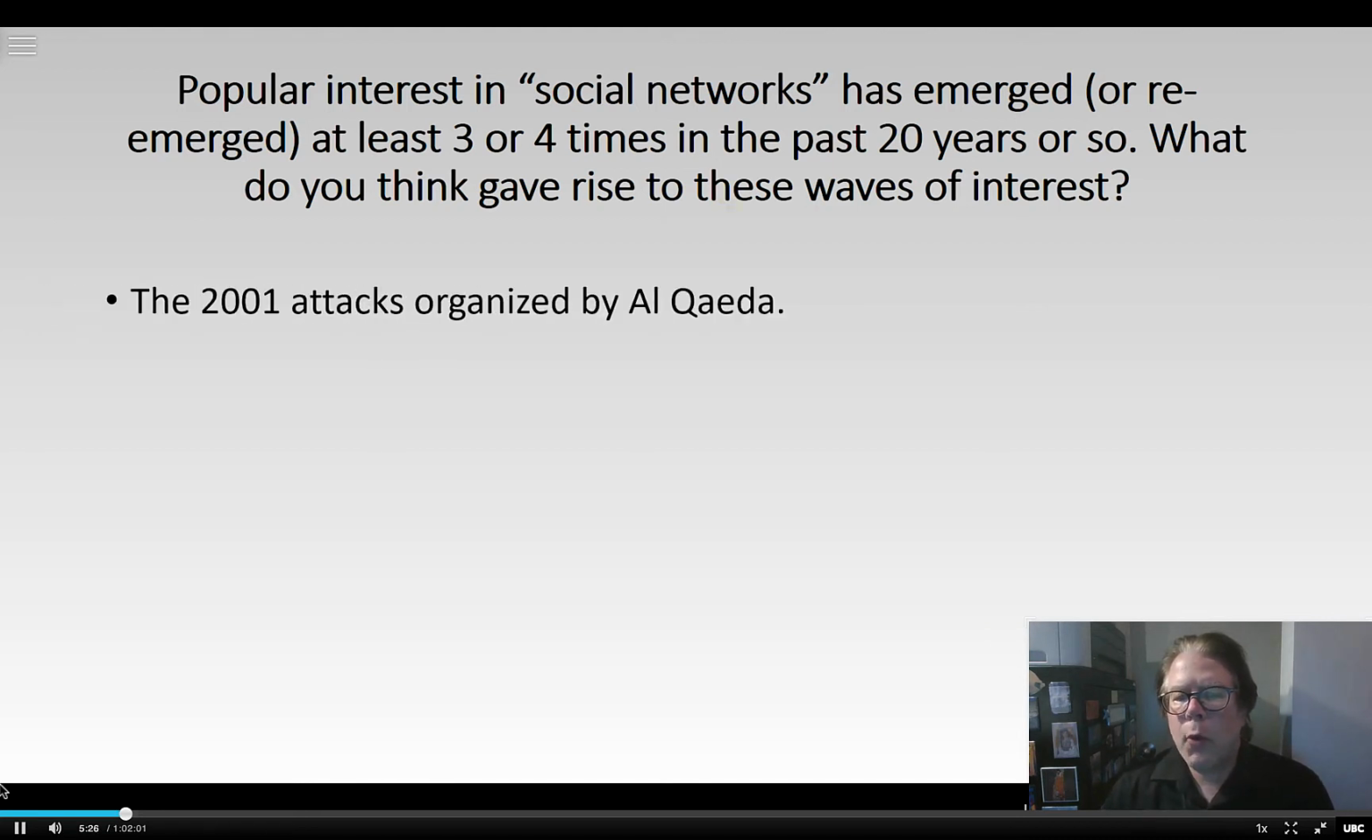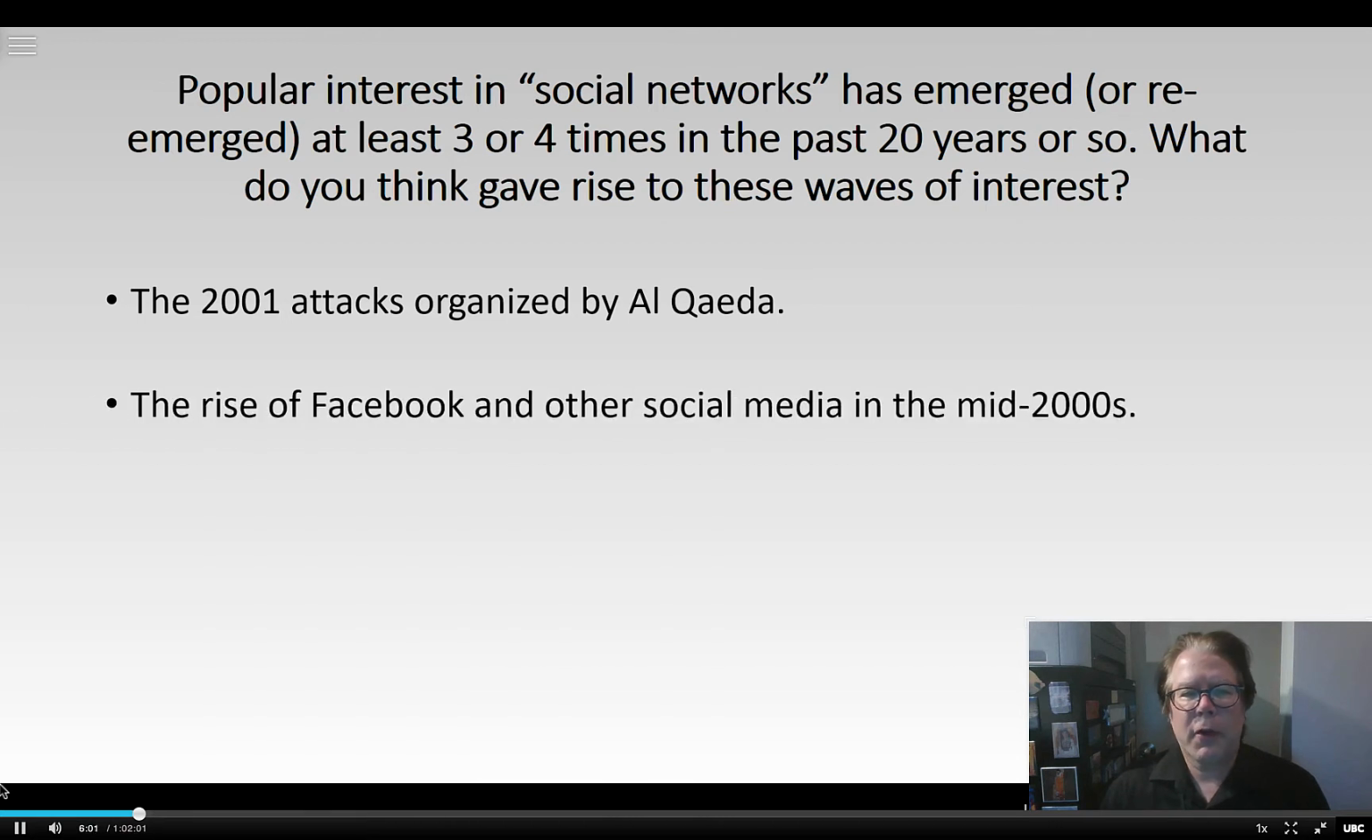So one point in which the notion of social networks emerged in the popular discourse was in 2001 and the attacks by Al-Qaeda on the United States. This was relatively novel, at least in the context of the popular media, because this was an attack that was not engaged by a nation state, but it was engaged by a network of individuals. And for some media pundits, at least, this was an interesting and new phenomena.